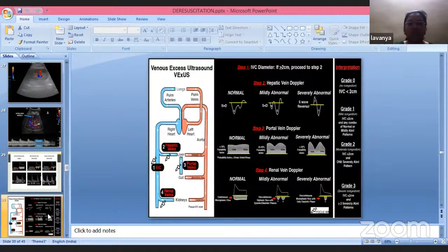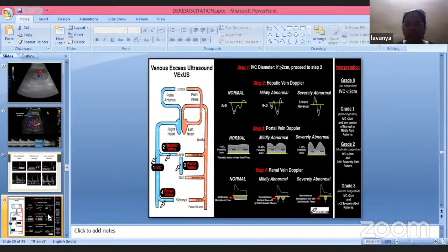So now we have done all 4 steps. If the IVC diameter is less than 2, there is no headache. You can just stop the VEXUS protocol there and no need to continue with the further steps. Only when it is more than 2 centimeters, go through all steps 2, 3, 4. Then how to interpret this? If the IVC is less than 2 centimeters in the first step itself, it is called grade 0 VEXUS.